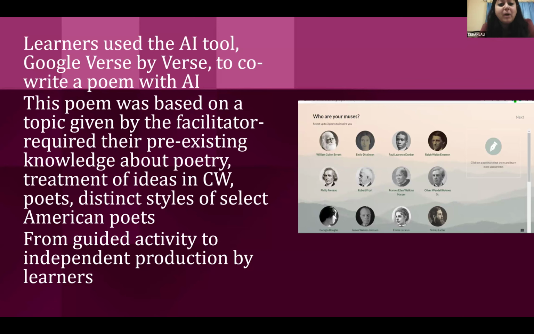Now, this was a particular session where they already had ideas about certain American romantic poets, like, let's say, Emily Dickinson and Ralph Waldo Emerson, to name a few. What happened was the students wrote a line of the poem and they were given a different prompt by Google Verse by Verse. At the end of this activity, which was guided to independent production, the student, with their prior understanding of the stylistic features of these American poets, was able to comprehend the ideas given in the class by the facilitator, interpret them in their own way, and explore the possibilities of that through a creative poem.